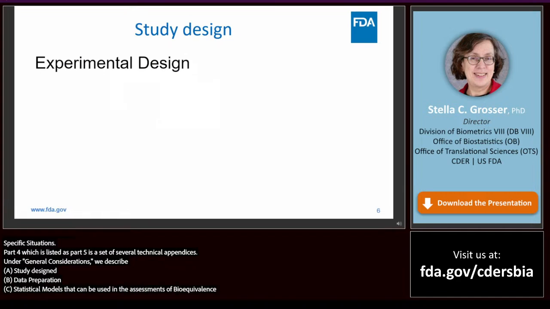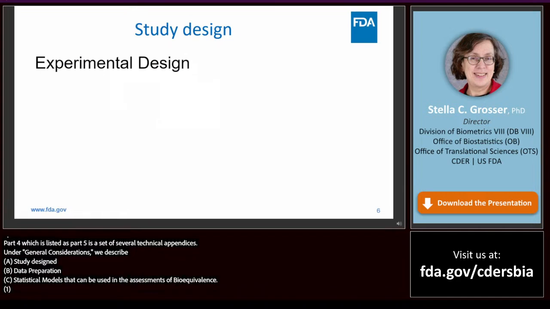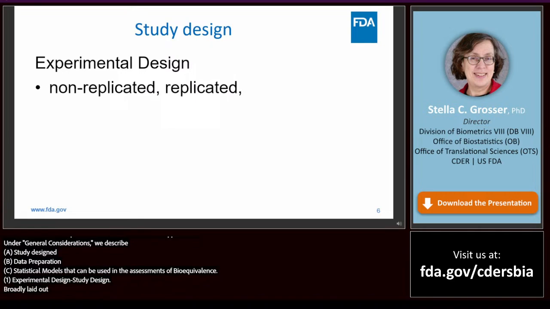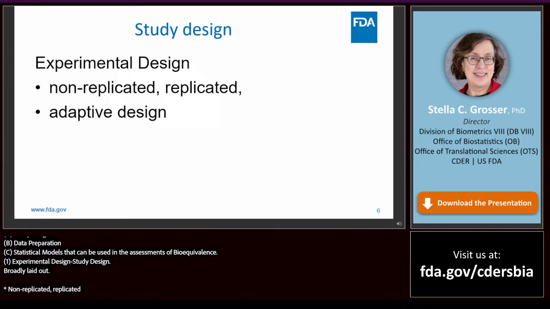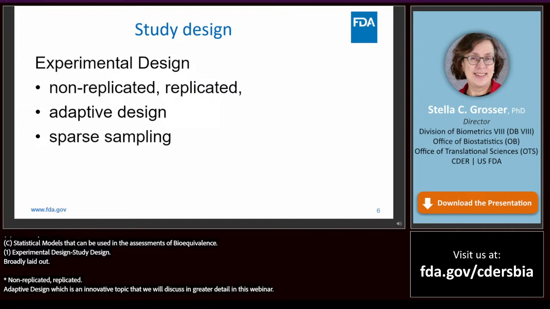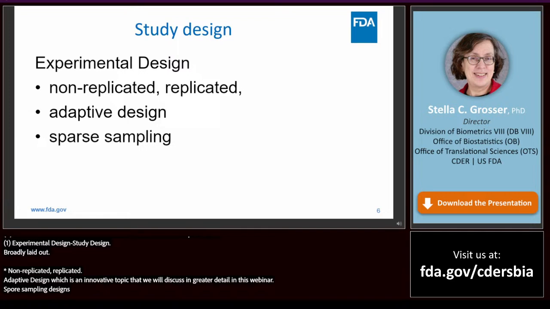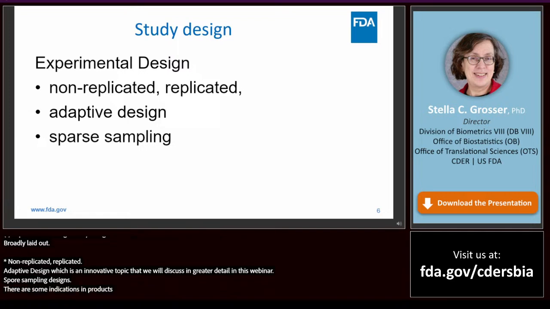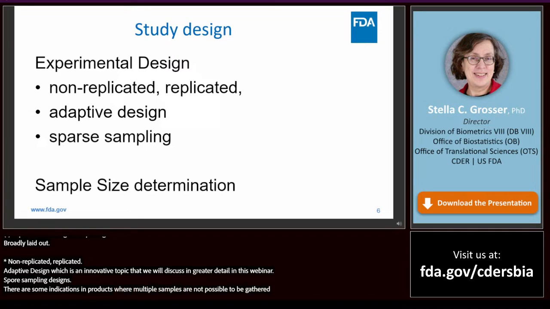First, study design. Well, that constitutes experimental design, and again, these are generally very broadly laid out. There's non-replicated or replicated crossover designs for PK studies. Adaptive design, and this is an innovative topic that we will discuss in greater detail in this webinar. And also problems of sparse sampling designs. There are some indications, some products where multiple samples are not possible to be gathered, to be collected, and that poses its own statistical challenges.